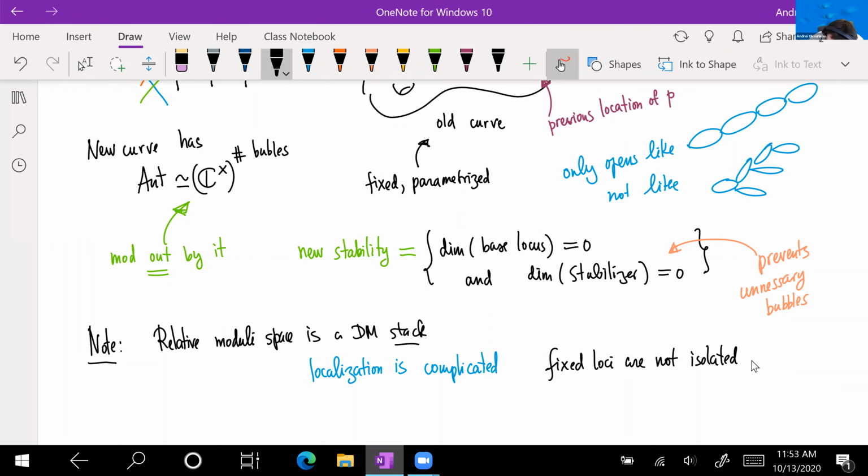And I should have prepared. When I printed the notes, I put a picture, but I didn't prepare the picture now. I should have prepared the picture. There's a picture of what the fixed loci might look like, and it's not there. I'll put it in the notes and you can check it later.